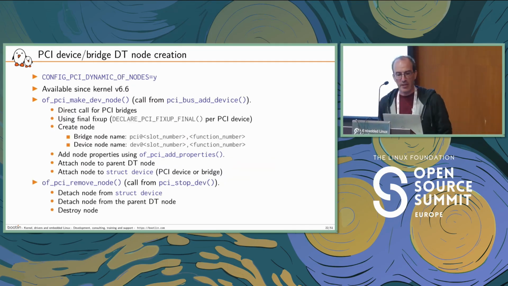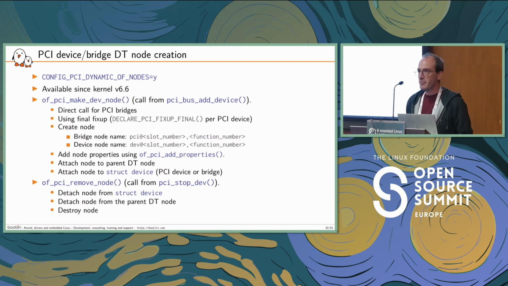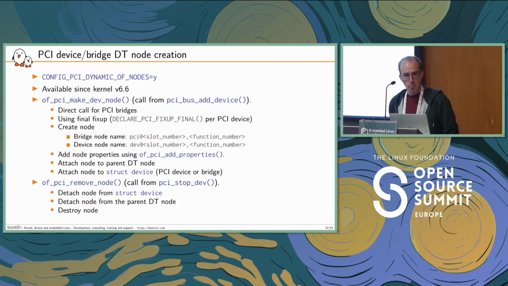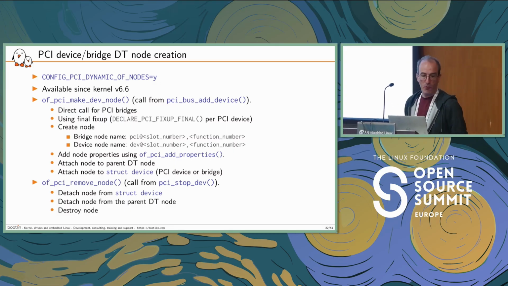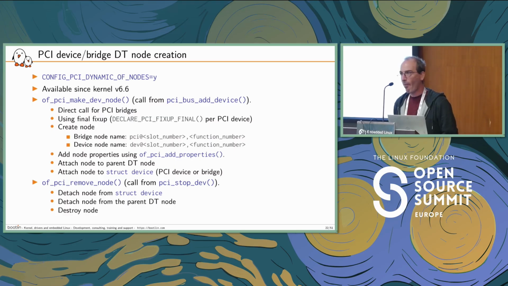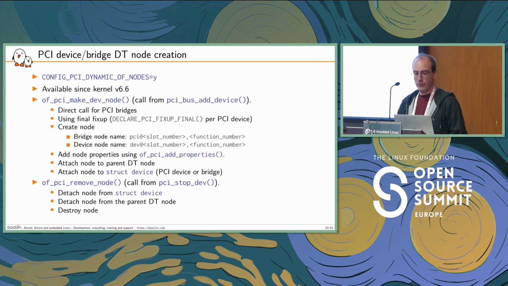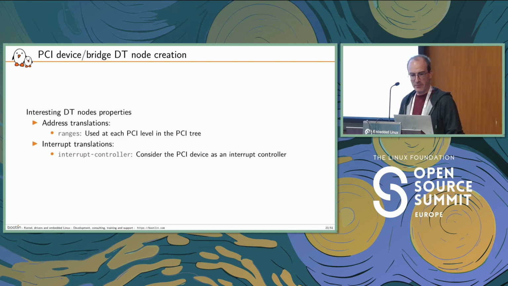So this is available since kernel 6.6, enabled by CONFIG_PCI_DYNAMIC_OF_NODES. And it is done by of_pci_make_dev_node. It is a really direct call for bridges, and we use a final fixup for devices, just to avoid the creation for all possible devices in the world, but just for known devices that use this feature. And as I said, we attach on the DT node and on the struct device representing the device itself.